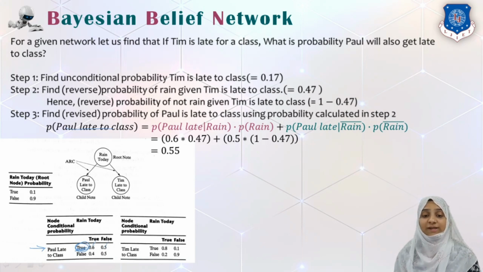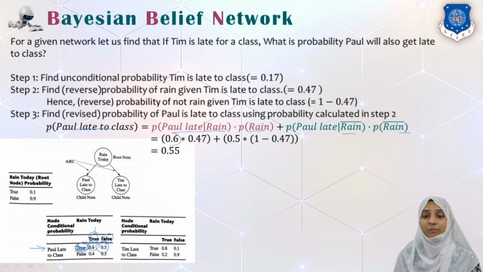Paul can also get late because of rain. That is, rain is also there. That output of raining today is true. Plus, Paul can also get late because it's not raining today. That is 0.5 into not raining. So my equation will be probability of Paul is late given that it is raining into probability of raining, plus Paul is getting late because it's not raining into probability of not raining.